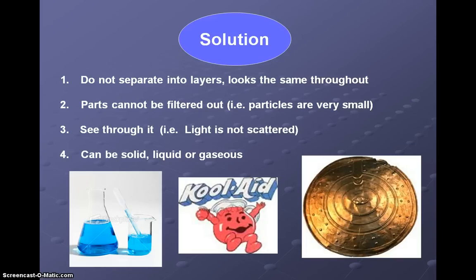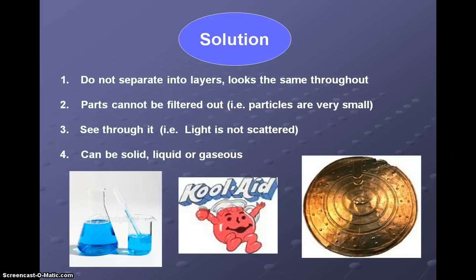And we can have different kinds of solutions. We can have a solid, a liquid, or a gas. The liquid is the most common that we think about as solutions. So here we've got some solution there. Who knows what that is? It might be some copper chloride or something. And Kool-Aid is a solution. You put your juice pack in, you put your sugar in, and it all dissolves in the liquid. So that's a liquid solution.